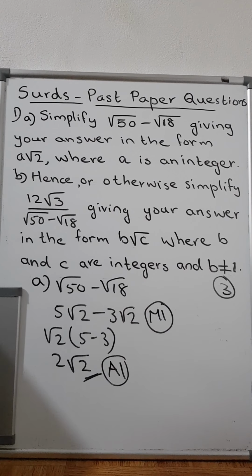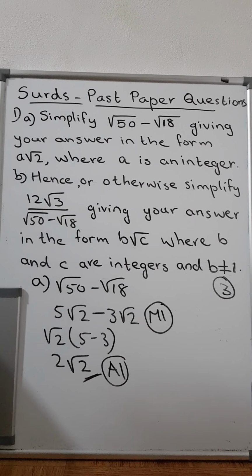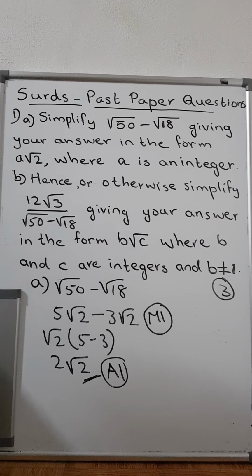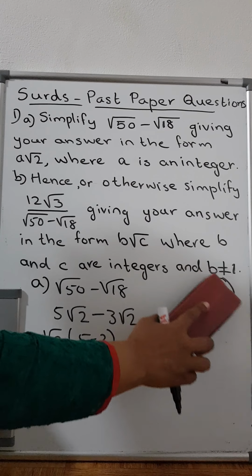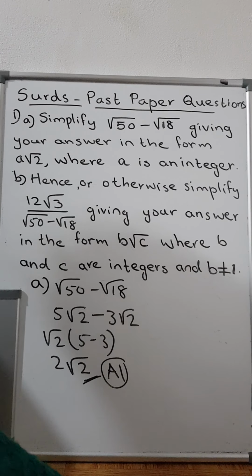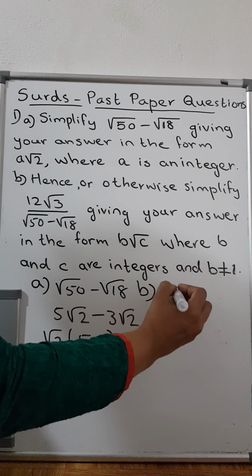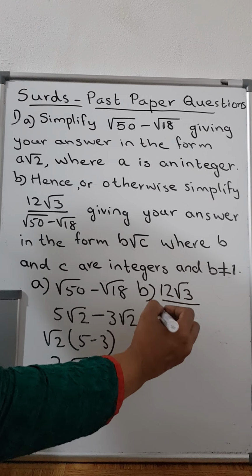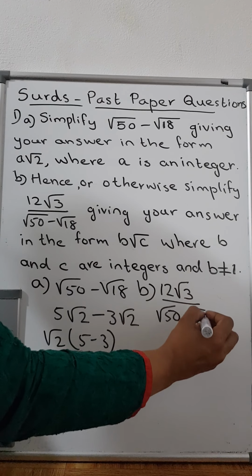Now let's see the B part of the question. Hence or otherwise simplify 12 root 3 divided by root 50 minus root 18, giving your answer in the form b root c, where b and c are integers and b is not equal to 1. So let's try B part. According to B part, we have to simplify 12 root 3 divided by root 50 minus root 18.